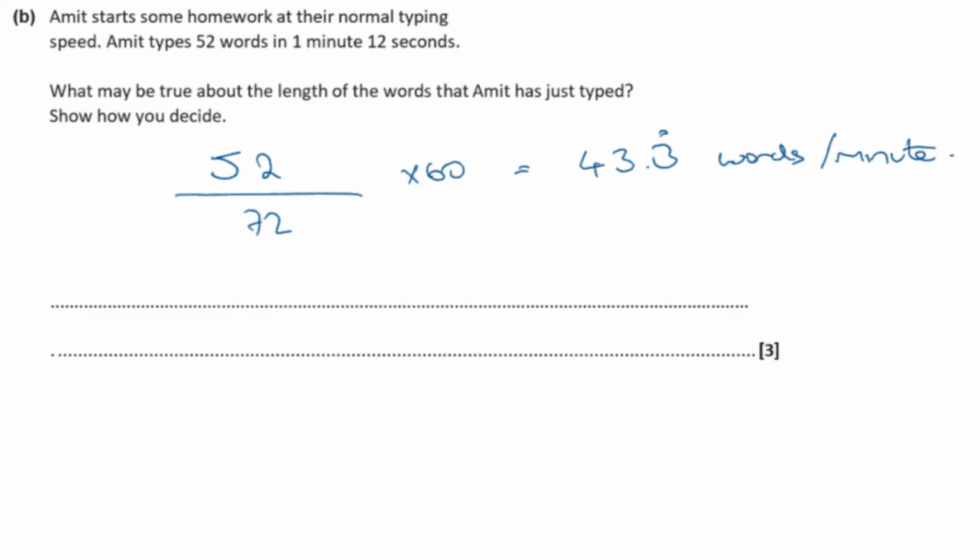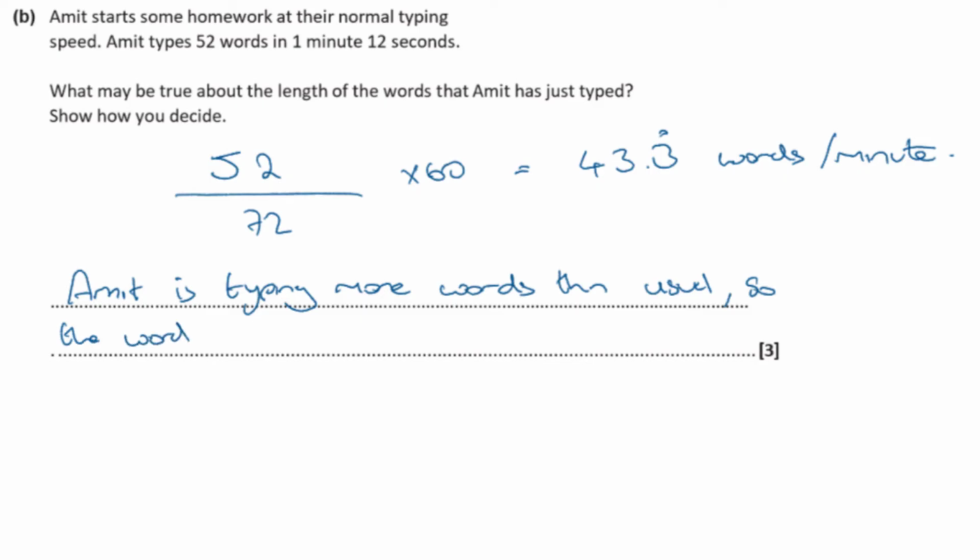Now that is slightly more than his usual 40 words per minute. So he's typing faster, isn't he? So he's getting more words done in a minute than he normally does. Okay, so Amit is typing more words than usual. So the word length is likely to be less than 4 on average.